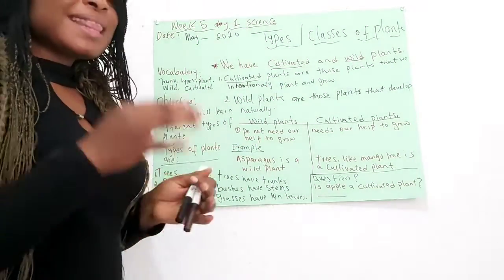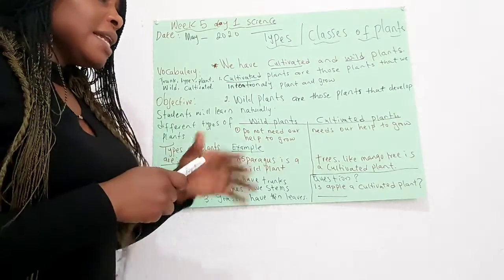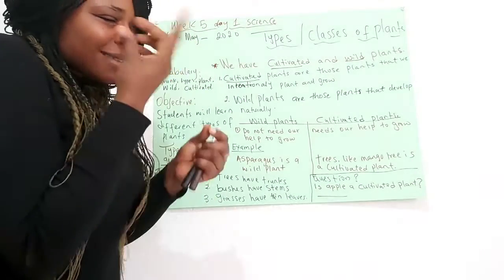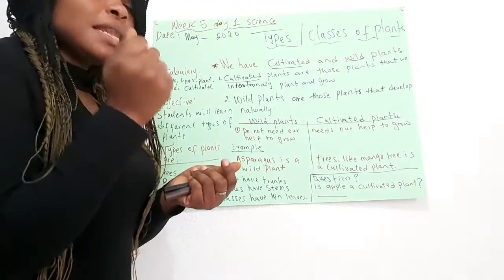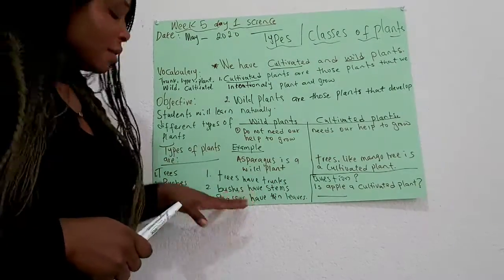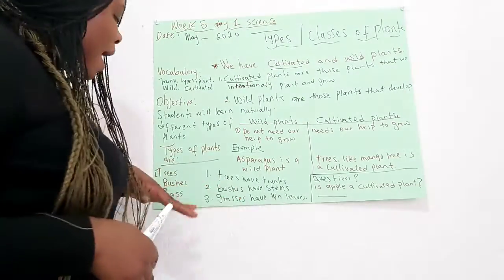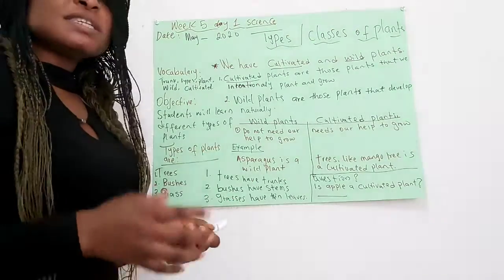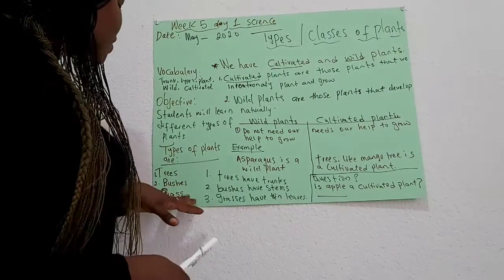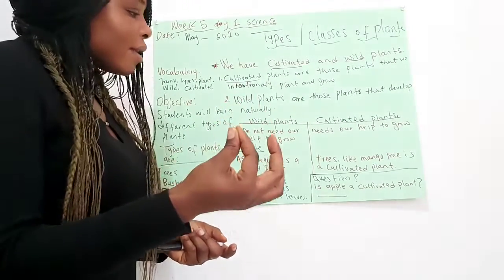Grasses have thin leaves. What are leaves, guys? You remember, right? So grasses have very thin, very light leaves. So these are the characteristics of these plants. When you see a tree, you know trees have trunks. And when you see bushes, you know they have stems. And when you see grasses, you know their leaves are very thin.